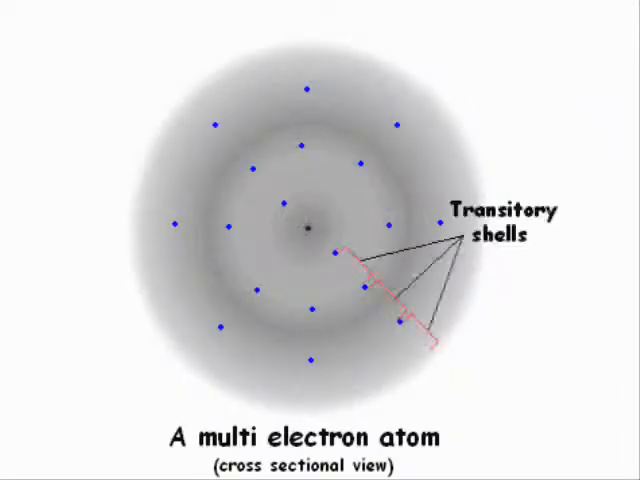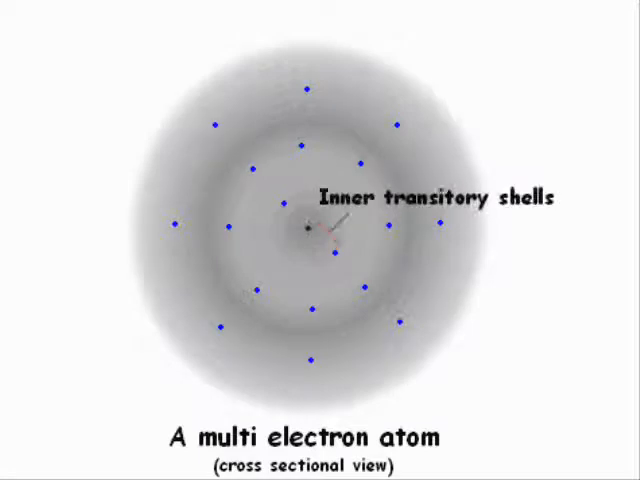2. Transitory shells. The transitory shells are the regions in which the electrons can jump from the electron shells when the atom is in an excited state. An atom has an enormous number of transitory shells in it. 3. Inner transitory shells. The inner transitory shells are the shells that are inside the innermost electron shell.